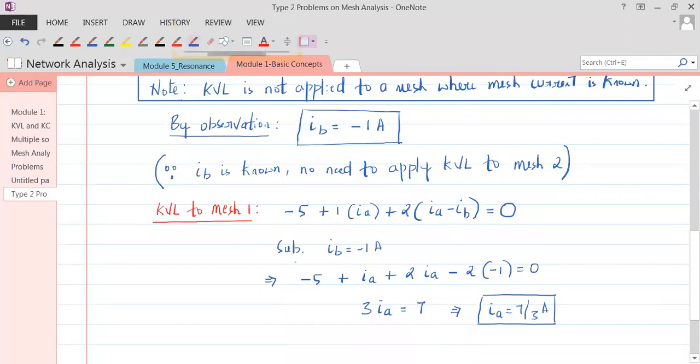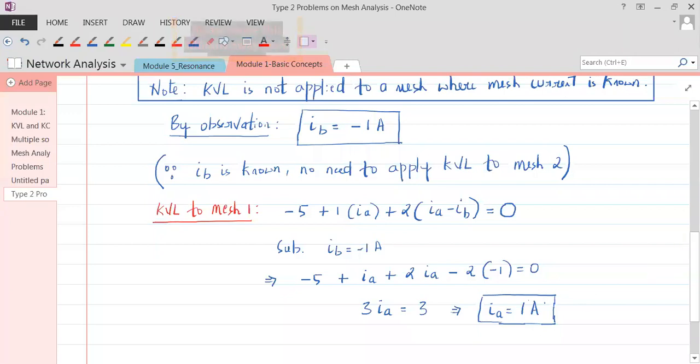So that 2 here would be 3, so it would be 3 by 3, sir, not 7 by 3. Yeah, 3 by 3. Thanks for that. If it is 3, this IA would become 1 amp. Is this okay, Zishan? Yes, sir. Yeah, thanks.